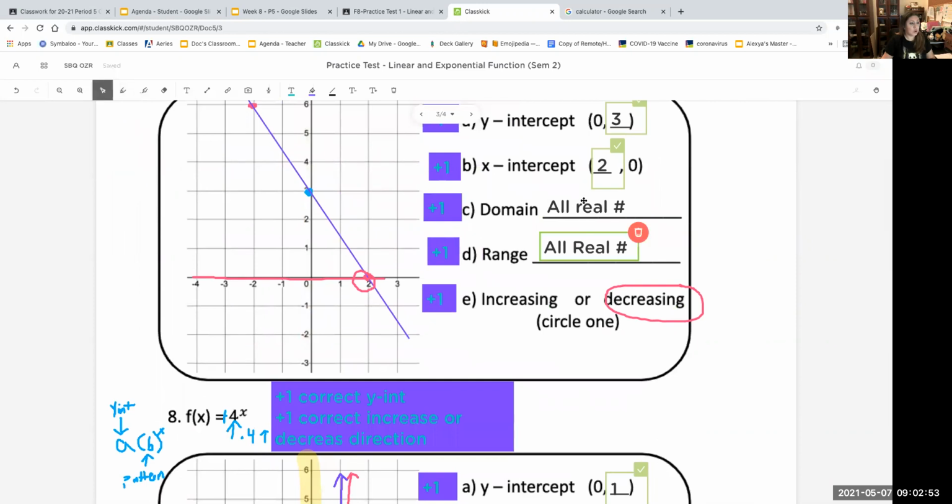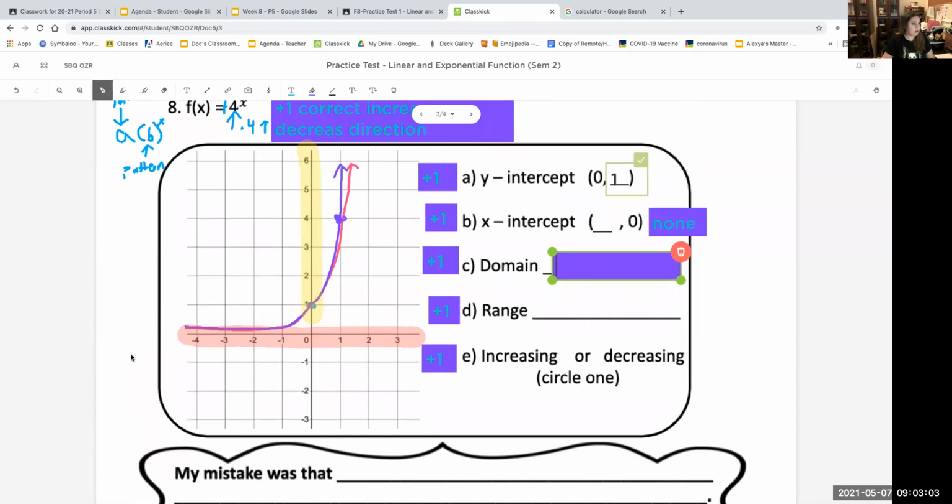Domain, here we were told everything's all real numbers because a line crossing this way, it's always going to touch. Crossing up and down, it's always going to touch. Here, for our x's, we're always going to have a number. So this right here should be all reals. All real numbers.